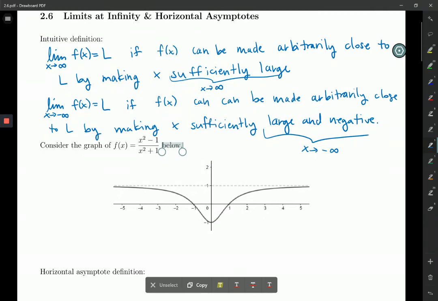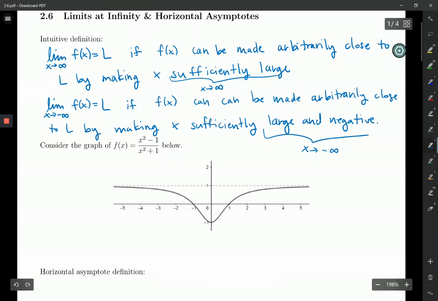Okay, so let's look at this example here. This is the graph of this function, and you can see, so limits to plus and minus infinity, they have to do with what's going on sort of at the ends of the graph. So it would be like here and here. And if we imagine extending this graph all the way out, it looks like it would be getting closer and closer to this dotted line, which is the line y equals 1, right?